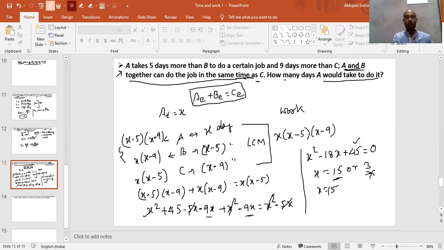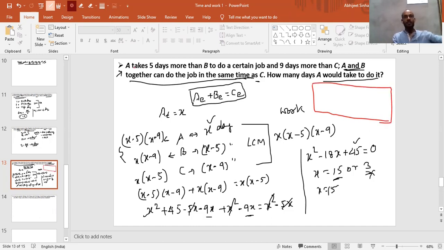So the question was how many days A would take to do it, and that is X. Now the point is, there are two types of questions, the one is the same and the other one is a different type of question. There is a shortcut to solve such types of questions, and what is the shortcut to solve such questions?